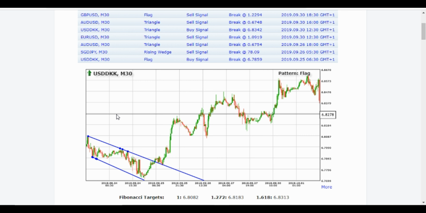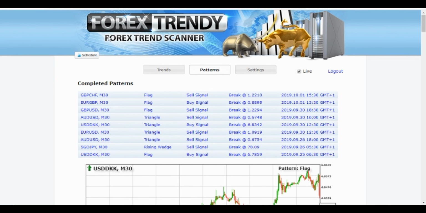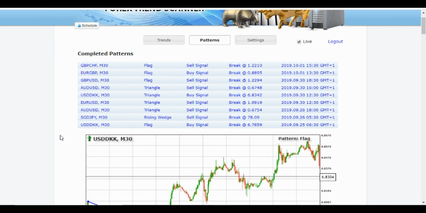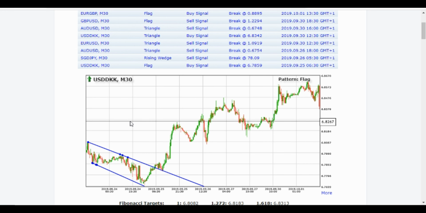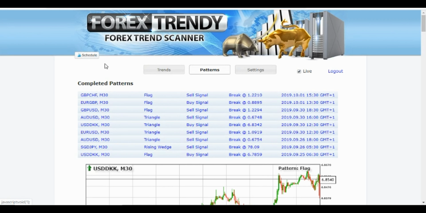Okay. For today, I'm gonna use one of my favorite online software. Its name is FOREX TRENDY. It's a FOREX trend scanner. Okay, it's able to recognize trends, and it's working with 34 Forex pairs plus 3 commodities: oil, gold, and silver. Okay, and it also recognizes patterns, like flags, wedges, and triangles. In fact, now I'm going to show you good trades that I took lately thanks to this online software.